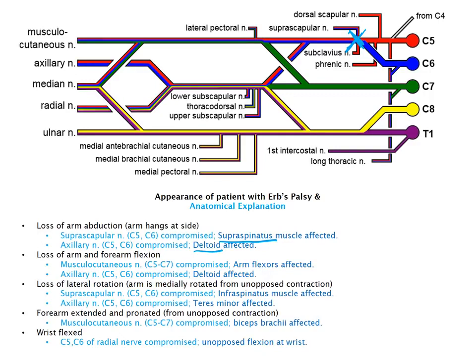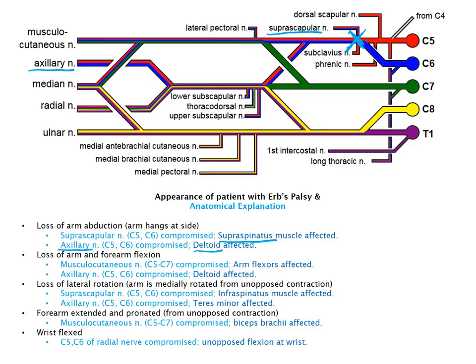The supraspinatus is innervated by the suprascapular nerve, which, as you now know, originates from cord levels C5 and C6. Similarly, the axillary nerve, which innervates the deltoid muscle, also contains fibers from cord levels C5 and C6. Because of the point of lesion, information is not being conveyed to either the suprascapular nerve or the axillary nerve, and as such, the arm hangs at the side.